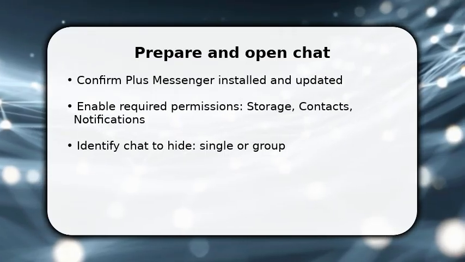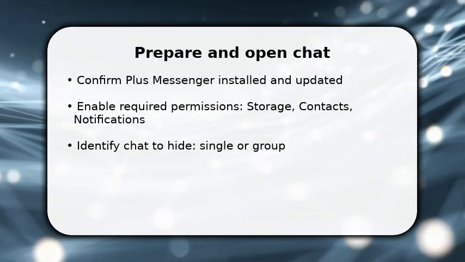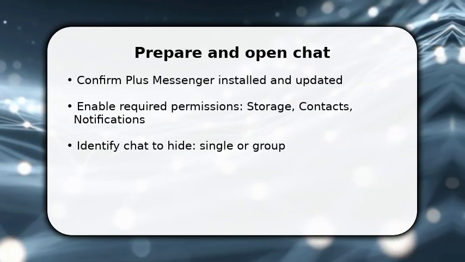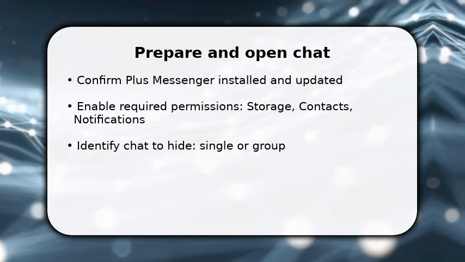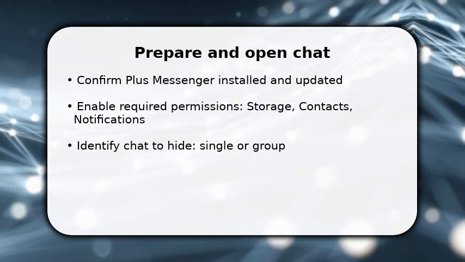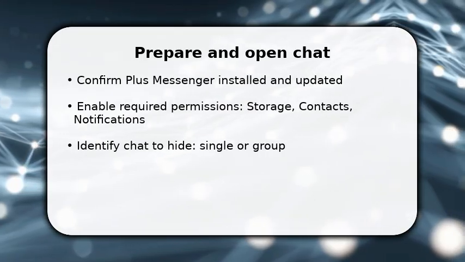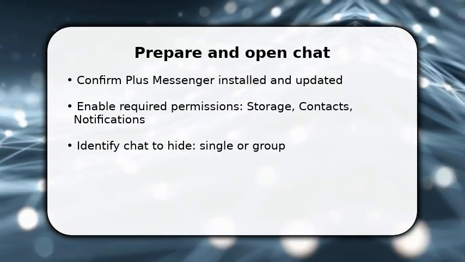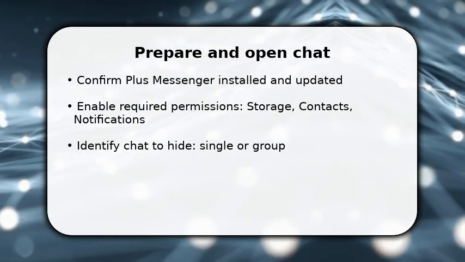You start by opening Plus Messenger and locating the conversation you want to hide. Make sure permissions are granted so the app can archive or lock chats. Next, long press the chat to reveal the action menu. You must select the correct conversation now to avoid hiding the wrong thread. Once done, choose the archive or hide option shown in the contextual menu.